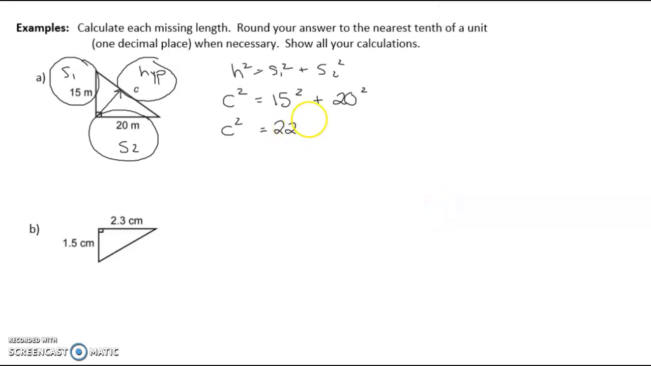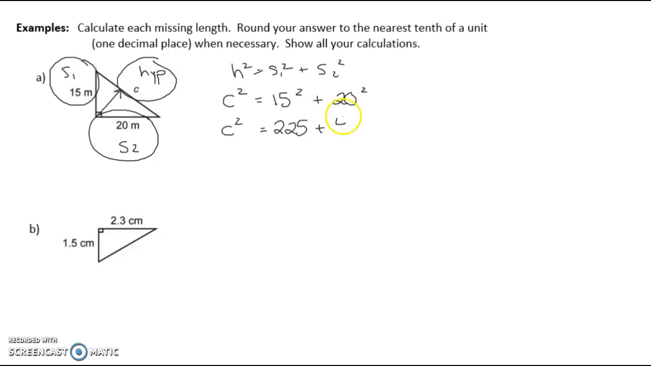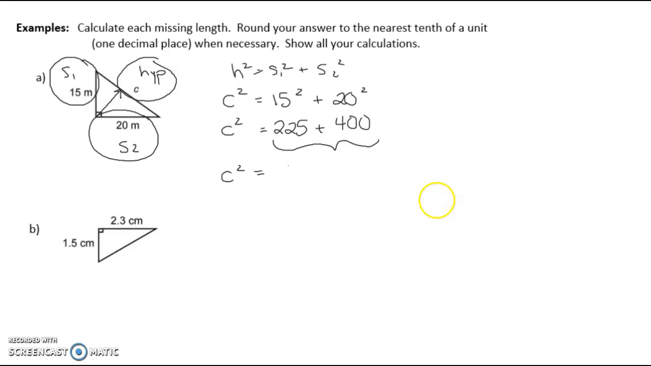So we have 225 plus, and then we have to figure out what 20 squared is. So 20 squared equals 400. So our next step here is we have to actually add these two numbers together. So we keep the C squared lined up, equal sign lined up, but now we're going to add 225 plus 400. Okay, anyways, 400 plus 225 is 625.